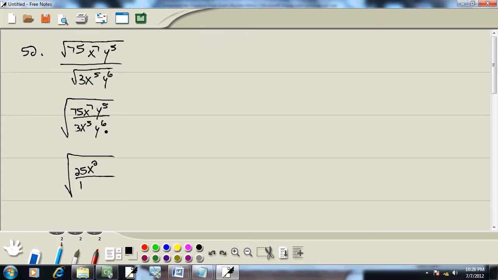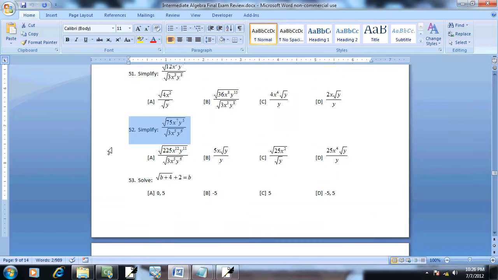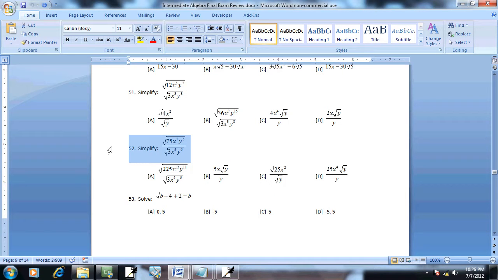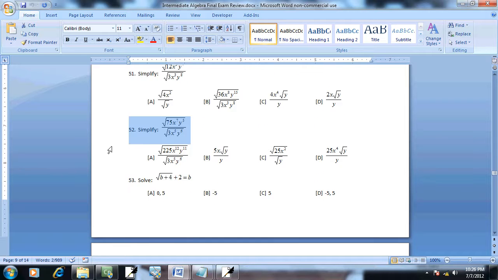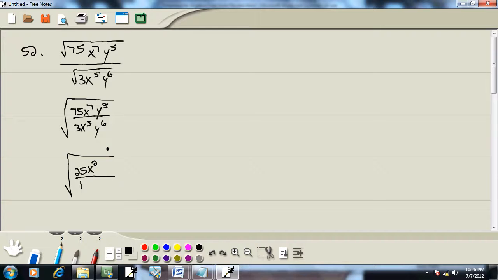Now we have y to the 5th over y to the 6th. Okay, so we got y to a power over y to a power. Again, I subtract a smaller exponent from the larger one. 6 minus 5 is 1, and we have y to the first power where the larger exponent was, which was down below.